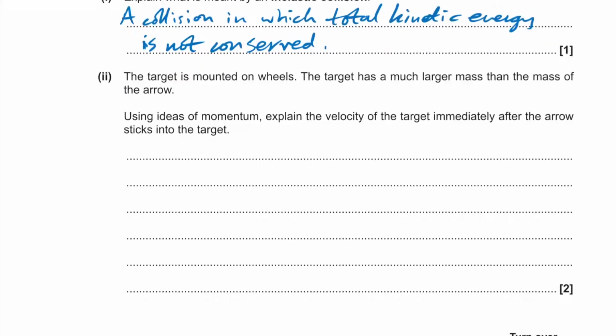Easy peasy. Target is mounted on wheels. Target is... Using your distance and momentum, explain the velocity of the target immediately after the arrow sticks to the target. So we can say that total momentum is conserved. That's the first thing we write down.